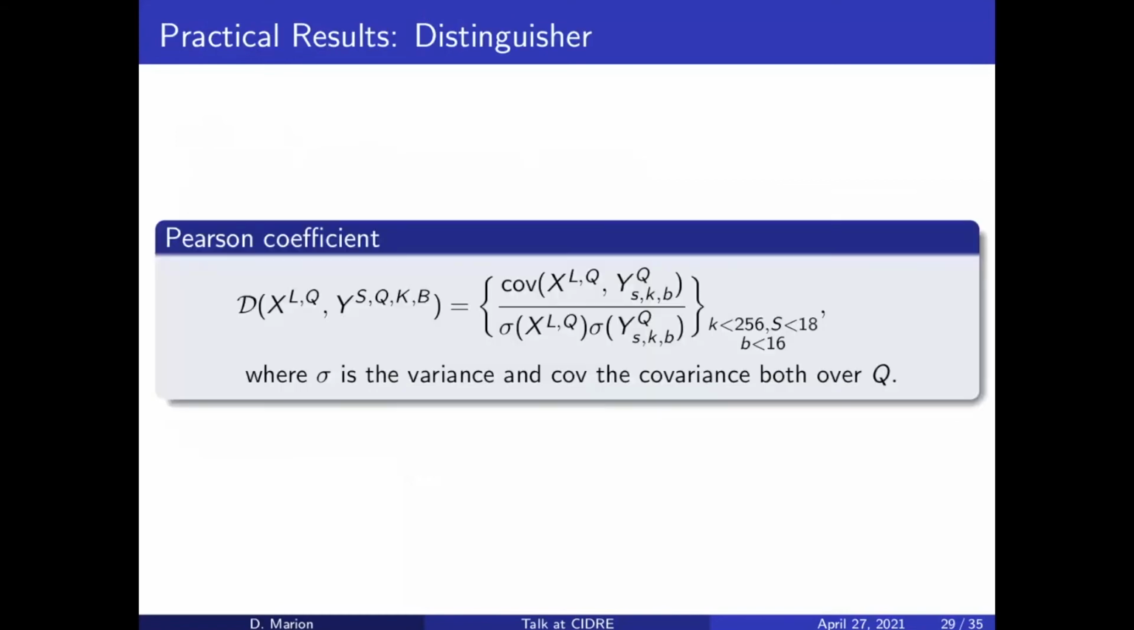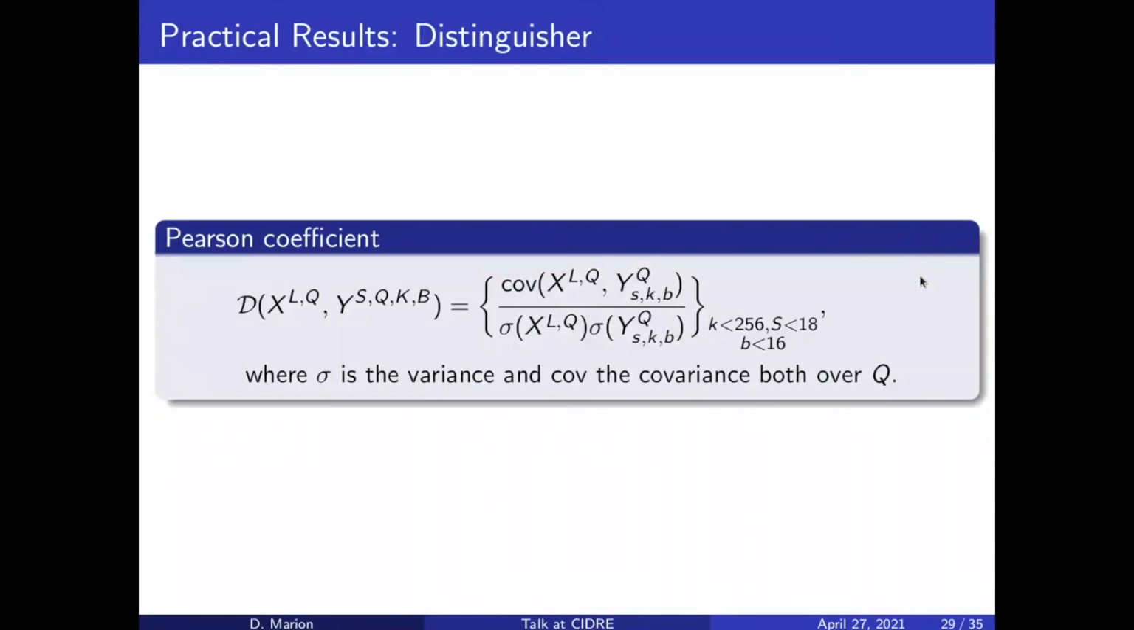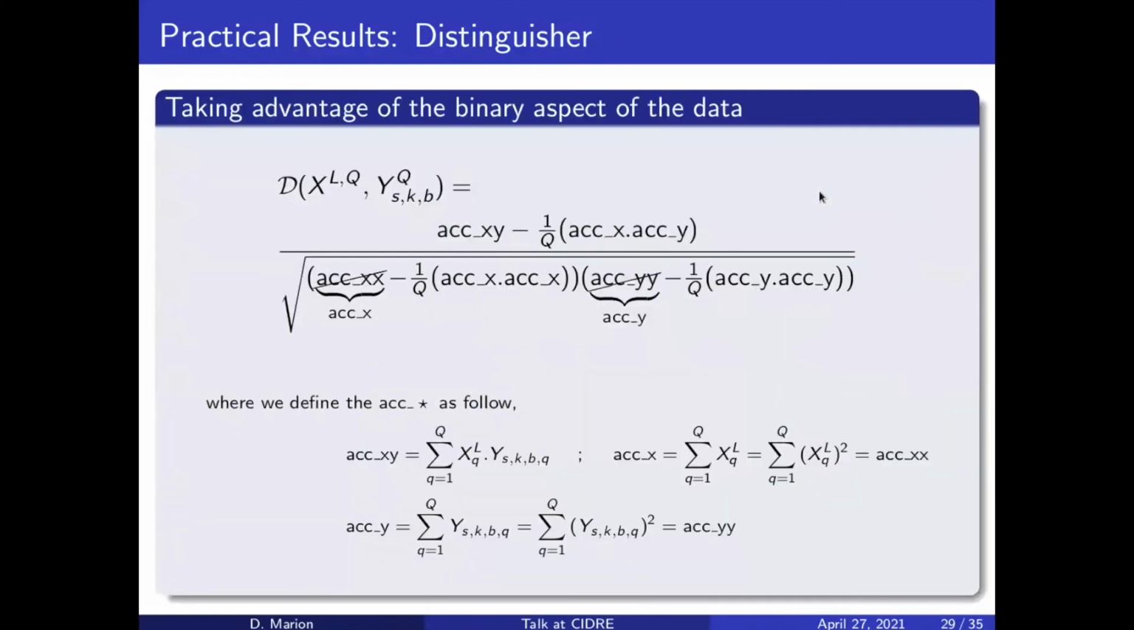And now we will compare all the distributions here on the left to the traces on the right. For this, we'll use the Pearson correlation coefficient, that is the covariance divided by the product of the standard deviations. But since we use binary data, we can simplify this using the accumulated formula for the Pearson coefficients and remove this, since the sum of a product in binary is only the sum.